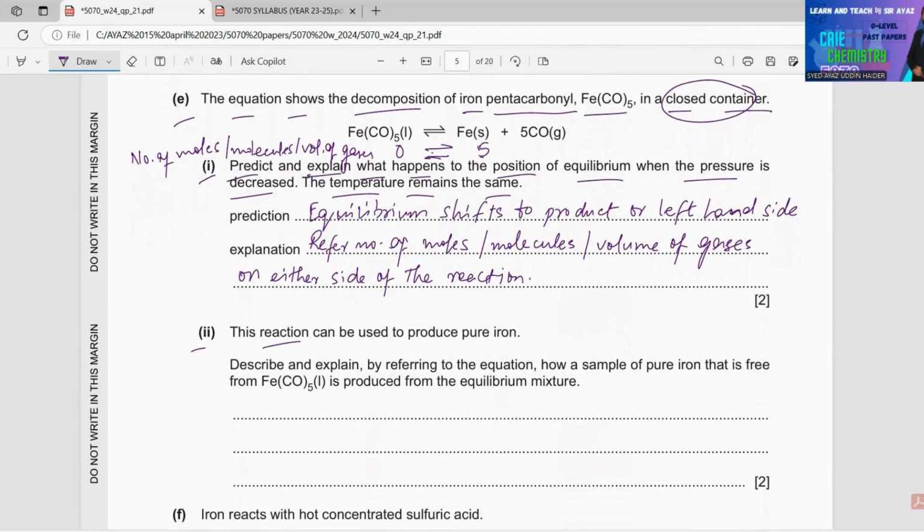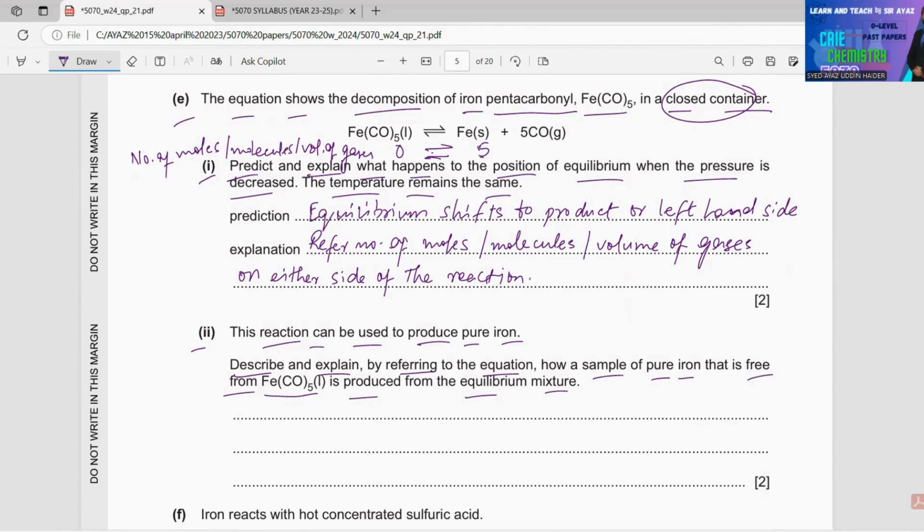Number two, this reaction can be used to produce pure iron. Describe and explain why, referring to the equation, how a sample of pure iron that is free from Fe(CO)5 is produced from the equilibrium mixture. We need only iron from the reactant, and we have only one reactant. The reactant will be converting into products, and the products here are iron and carbon monoxide.